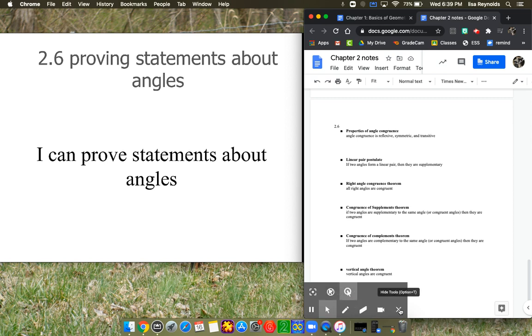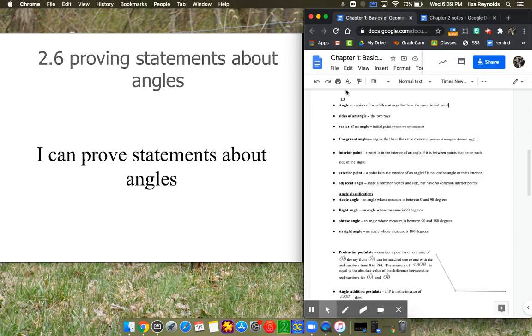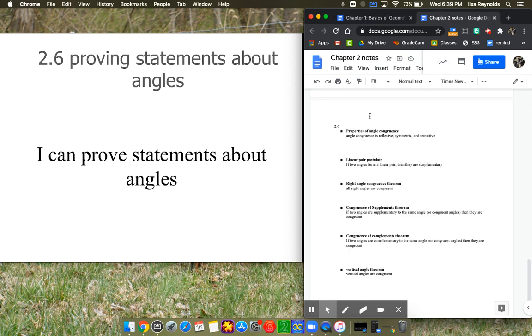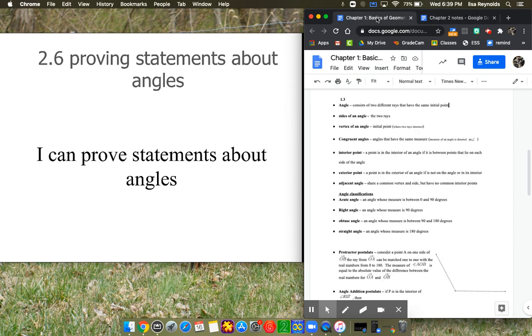So we are going to be working on notes and examples for 2.6. We're going to be proving statements about angles. So once again, I highly recommend that you get out your Chapter 2 and your Chapter 1 notes. So we spent several sections and got a lot of information about angles in Chapter 1. And now we're going to get quite a bit of information about angles in Chapter 2.